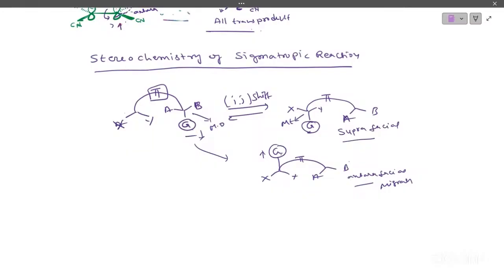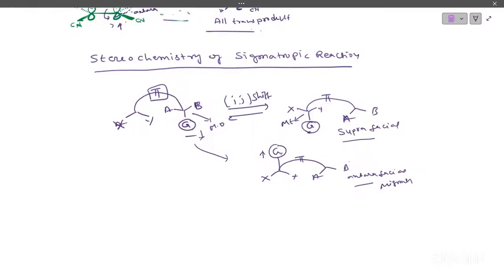Suppose the group, before migrating, at the migration origin, is existing below the plane. After migration, it involves an i comma j shift. It is migrating from one migration origin to its migration terminus. At the migration terminus, it may occupy the bottom of the plane or above the plane. If it is occupying above the plane, it is different from the original migration origin position. Therefore, the opposite sides are there when we compare the migration origin and migration terminus. Then that kind of shifting is called antarafacial migration.